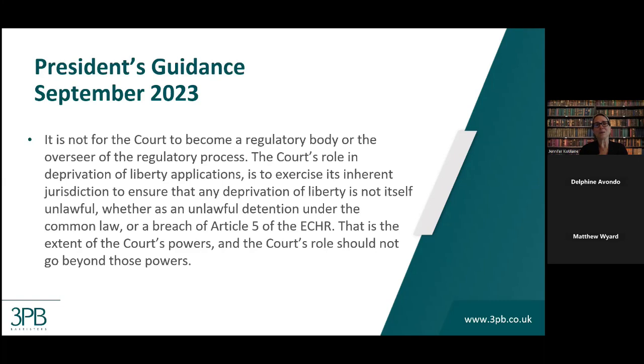But now, after these cases have become so commonplace and so standard, unfortunately, the tone of the president has really changed. I mean, he wrote the guidance in 2019, and he's written the guidance again in 2023. And he's reminded judges that it's not for the court to become a regulatory body or oversee the regulatory process. The role is simply to consider the applications, exercise the inherent jurisdiction, and ensure that the deprivation of liberty is not unlawful.